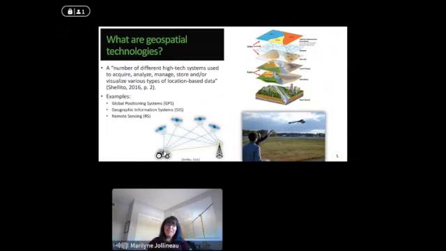So now we know what spatial data are. What are geospatial technologies? You see a definition here and some images of each of these technologies. I include 3, but of course, there's an exhaustive list beyond these 3. They're basically a number of different high-tech systems that we use to acquire, analyze, store, and even visualize location-based data.